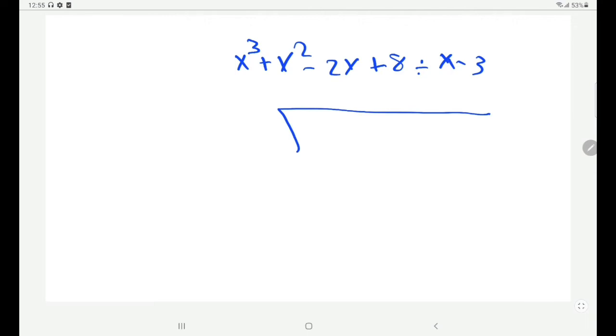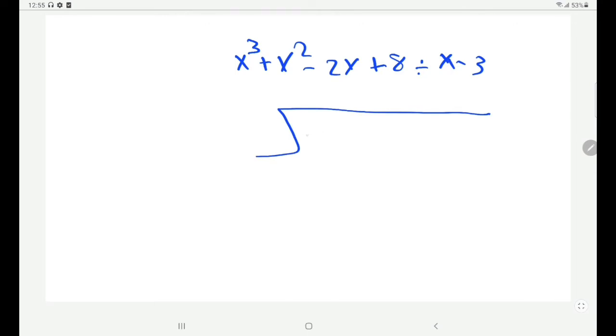Let's take another example, and this time we will divide by a binomial. So let's go ahead and start. x cubed plus x squared minus 2x plus 8 divided by x minus 3. So all we have to do is go for our long division.